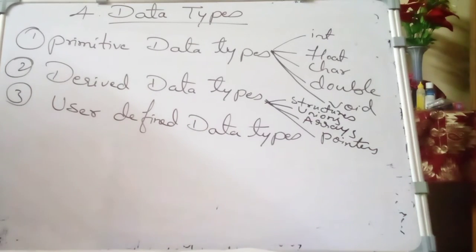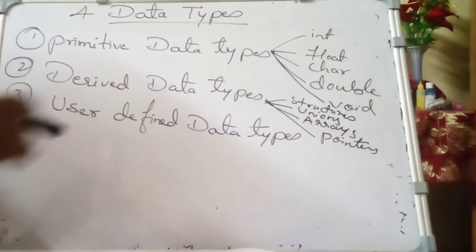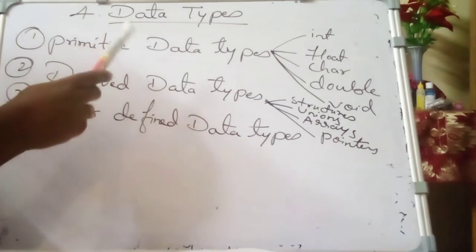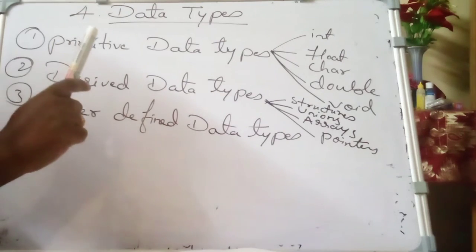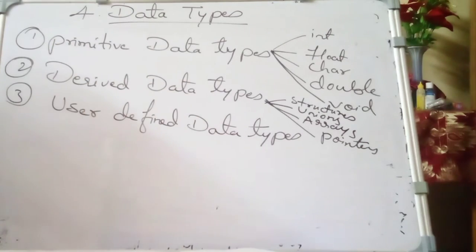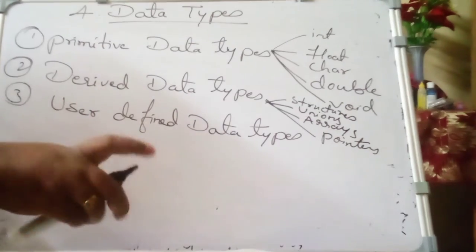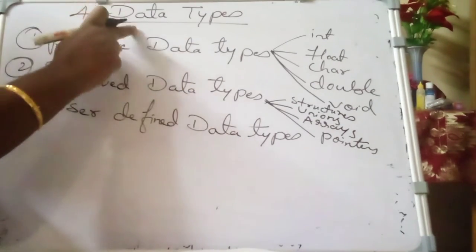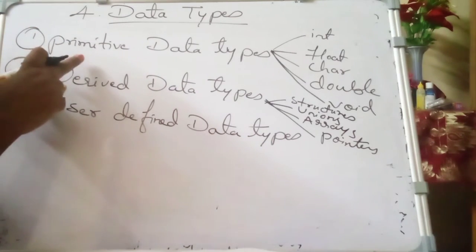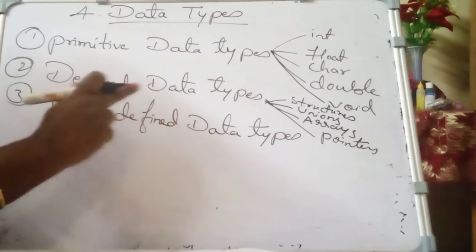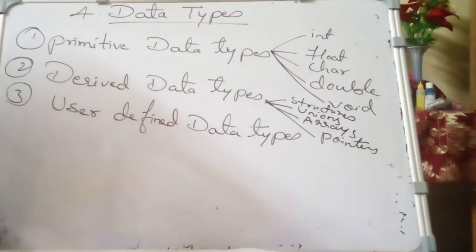Today we are going to discuss different types of data types. A data type specifies the type of data that a variable can store in the computer memory. These data types are classified into three types according to ANSI: primitive data type, derived data type, and user defined data type.